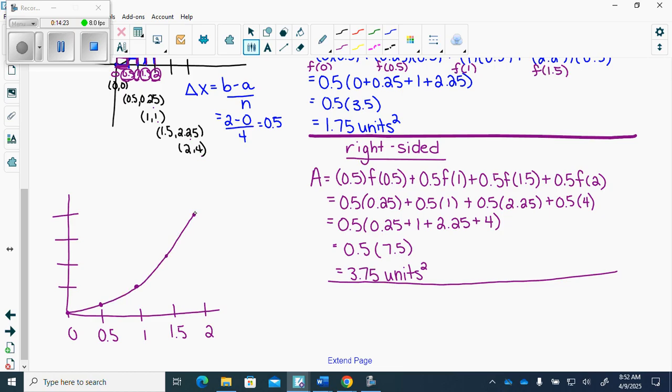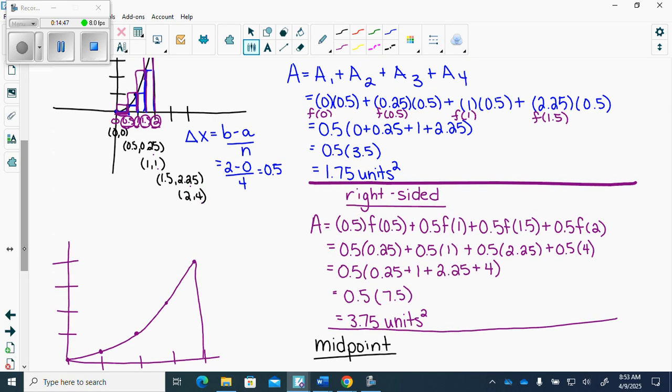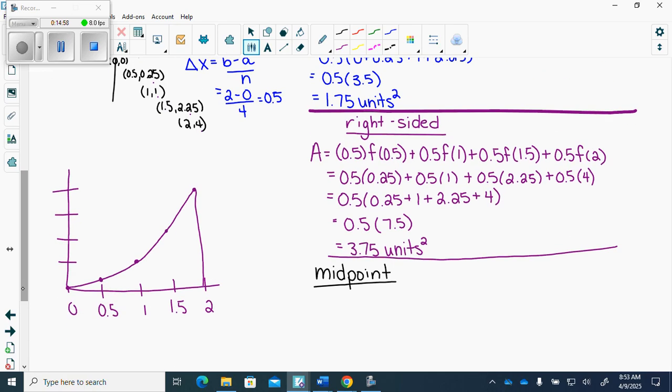So what's our width still? Our width is still 0.5, right? That didn't change. But now we're going to do midpoints. So back here we did 0.5 times f of 0 to the left times f of 0.5, 1, and 1.5. Here we did f of 0.5, f of 1, f of 1.5, f of 2. Now we're doing midpoints. So the width is still 0.5, correct? But the height is actually directly in the middle.